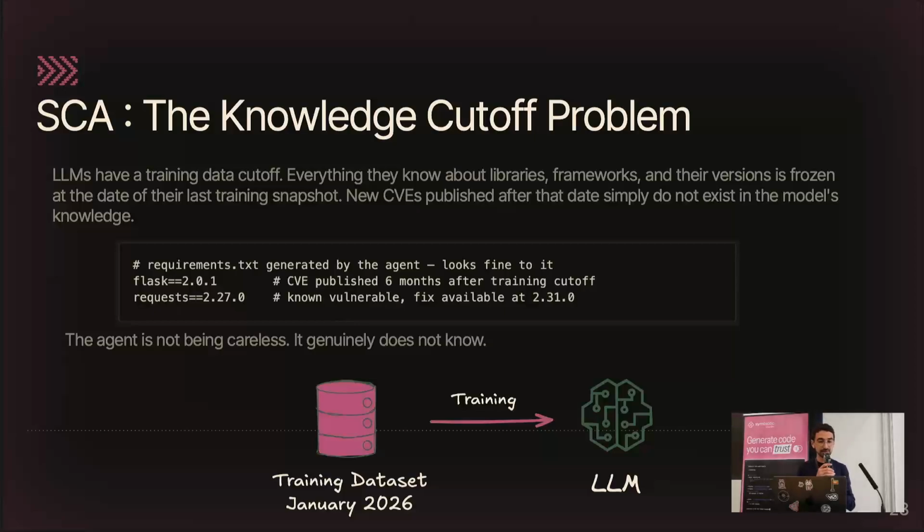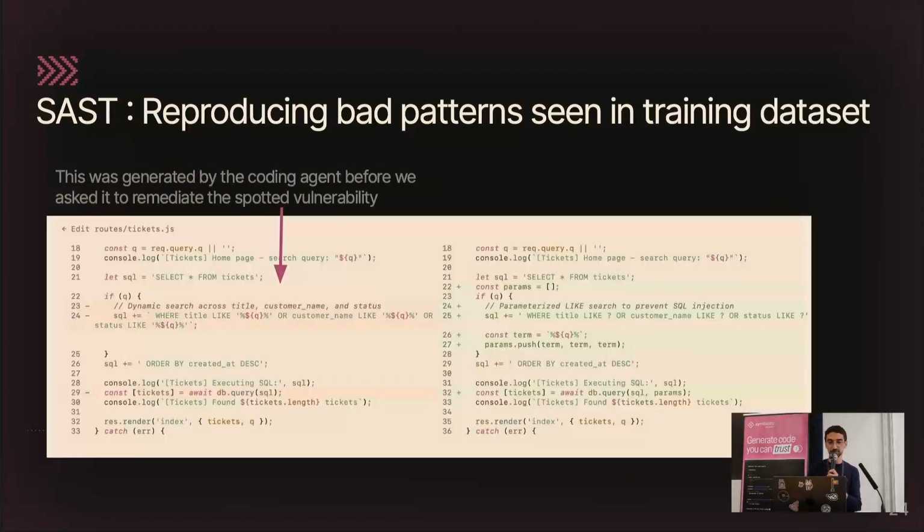Here I am giving an example of a requirements.txt generated by a coding agent that says to use Flask version 2.0.1, which actually has a CVE published 6 months after the training cutoff of that LLM. And the same for using requests at version 2.27.0.7. This is just an example. These are not actually malicious versions, but this is given as an example.